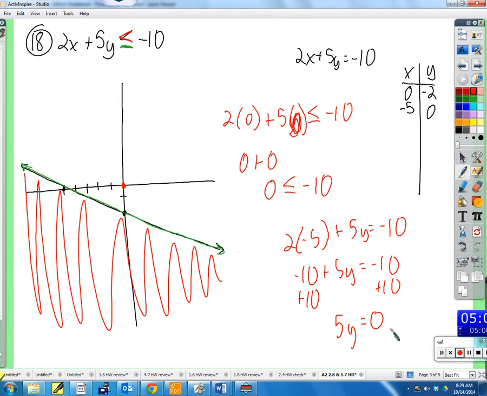Okay. There we go. Does it make sense? More sense than it did before, hopefully. Any other questions about graphing inequalities? Okay. Then 1.7.